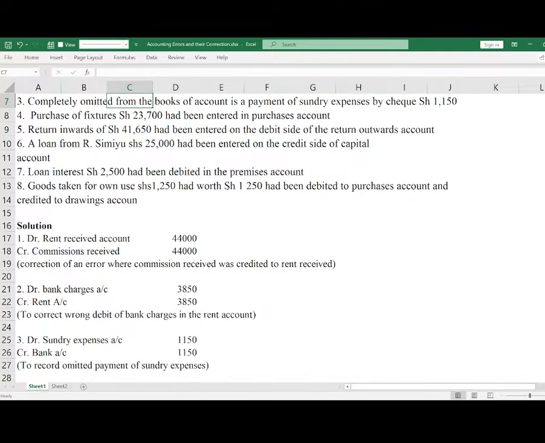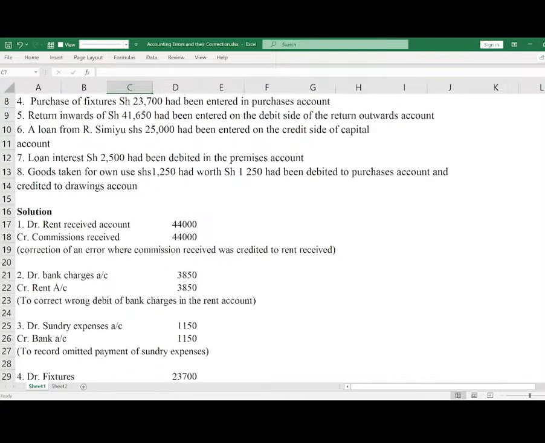Number 4 is purchase of fixtures, 23,700, had been entered in the purchase account. So we'd like to correct this. The fixtures had been entered in the purchase account instead of in the fixtures account.